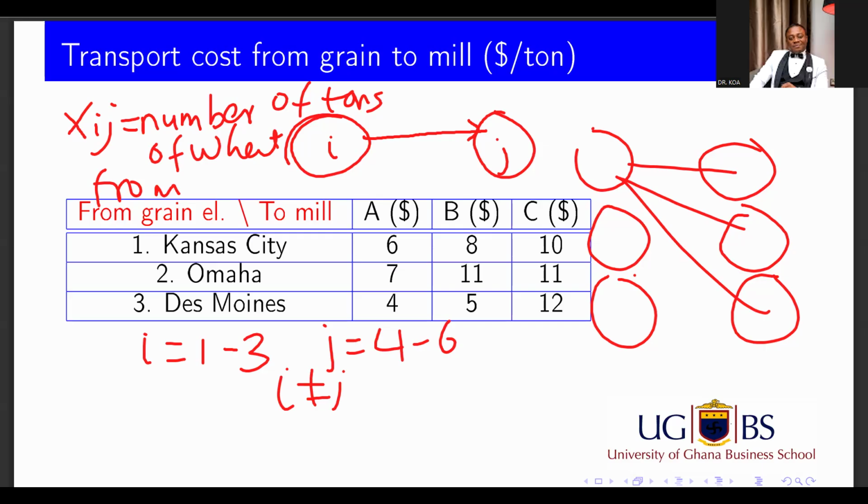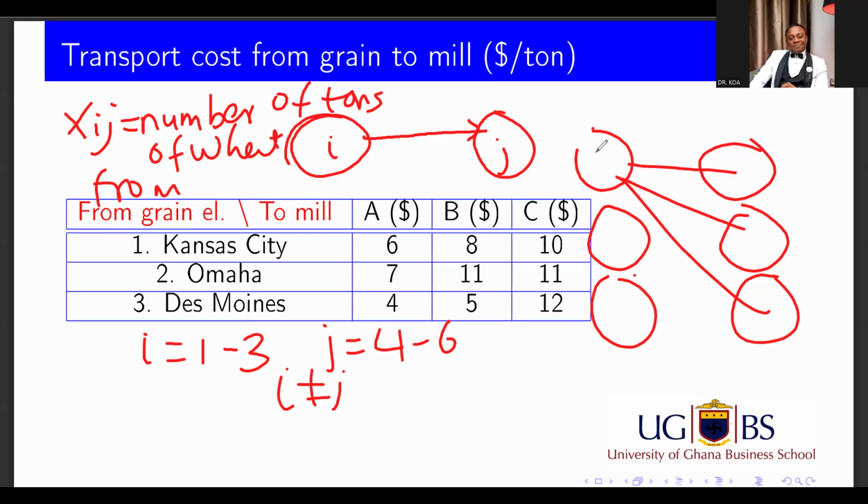Now you remember that the sources in this very example are Kansas City, Omaha, and the third city. The destinations are Chicago, St. Louis, Cincinnati. So when we have to actually draw the network graph model, we need to indicate which ones are the source, the supply, and which ones are the demand or the destination.